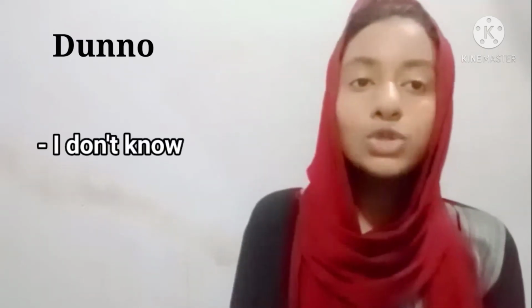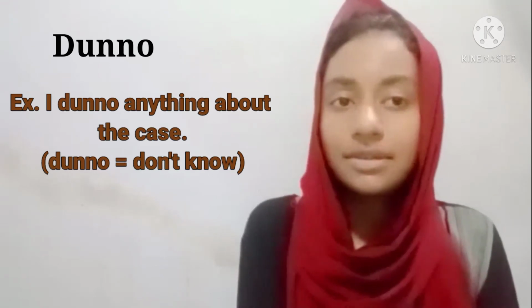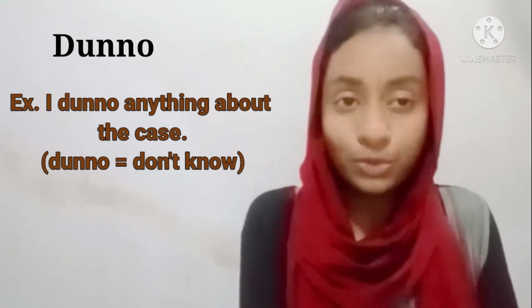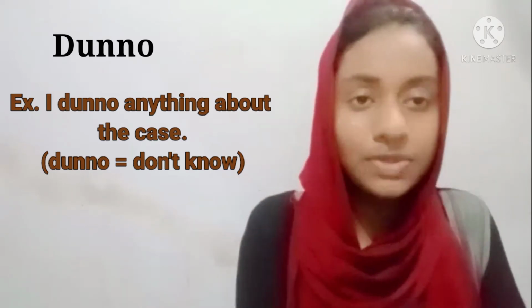The next one, the 11th one, is dunno. Dunno refers to I don't know. You see, instead of saying the whole phrase I don't know, you're just using dunno. So for an example, I don't know anything about this case. I just dunno about this case. Instead of saying I don't know, you're just saying dunno.